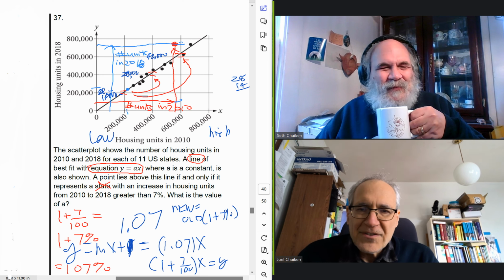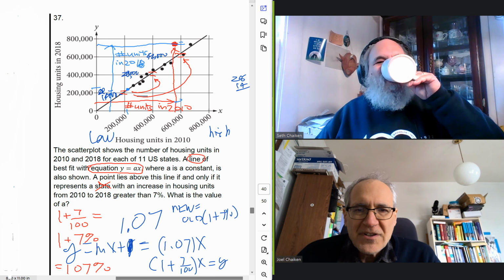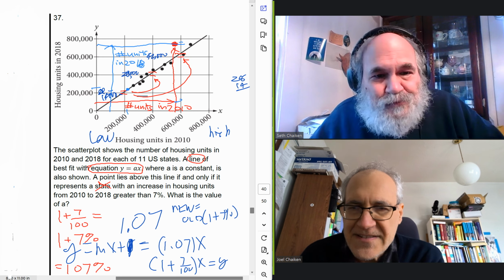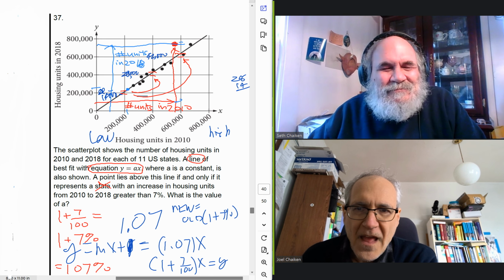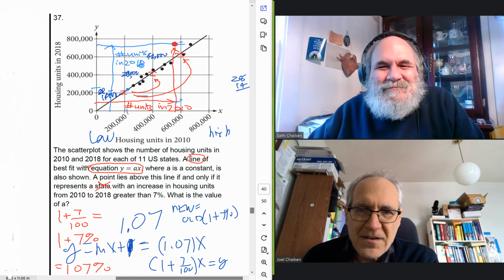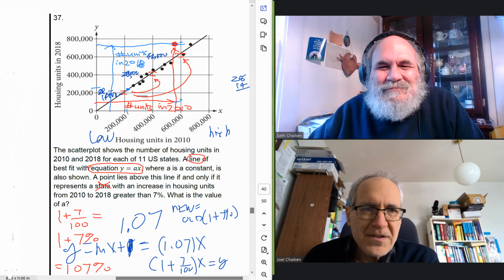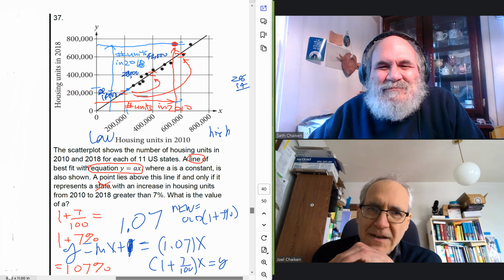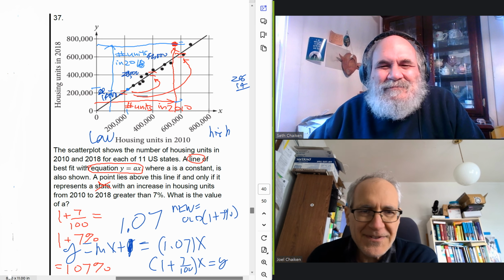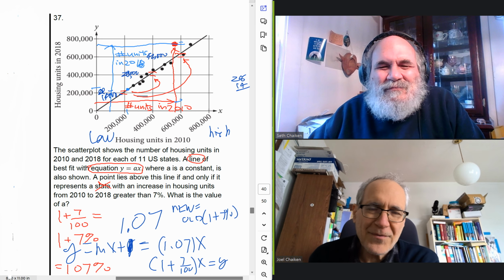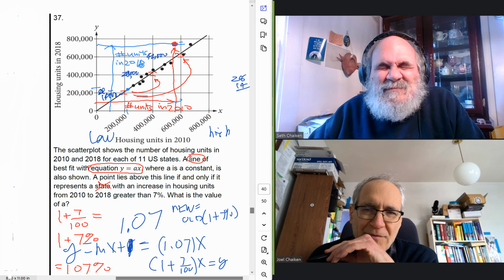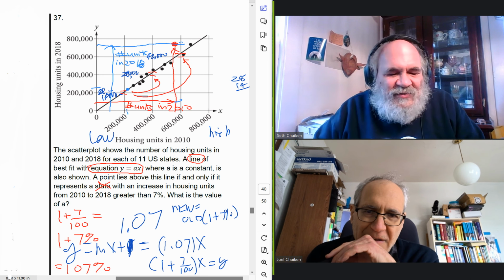Yeah. So they could have made the question a little bit more clear and less obtuse if they simply said the line represents a 7% growth rate over this period. They could have just said that. They didn't have to play with us and say the points are above a 7% growth rate over the period. They could have just said the line represents 7% growth over that period. So they made it a little more obtuse.